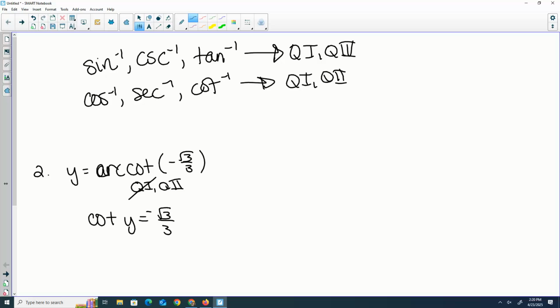You can think about your hand trick. If you don't like thinking about cotangent, tangent is the reciprocal. What's your reference angle when tangent is the square root of 3? 60 degrees. In the directions it did say we are in radians on these, so that's pi over 3. What's pi over 3 in quadrant 2?